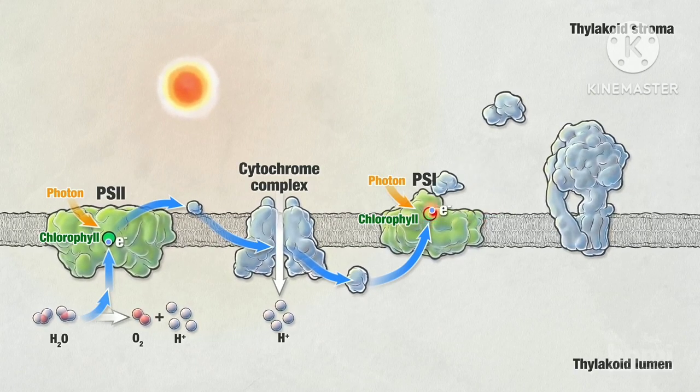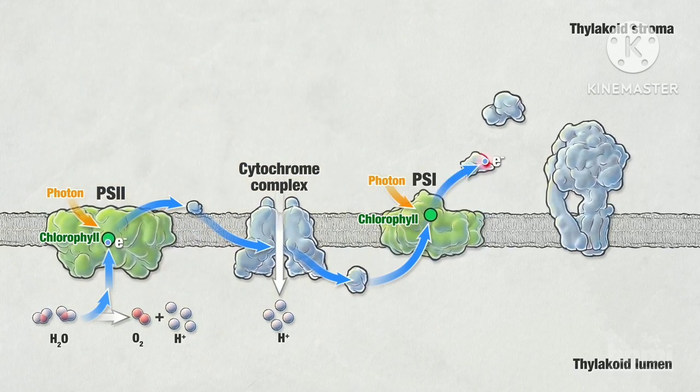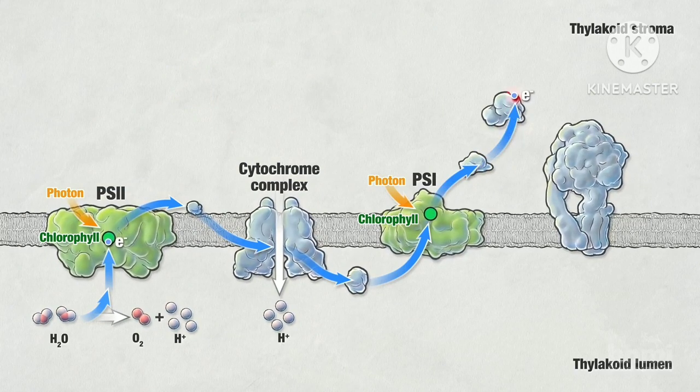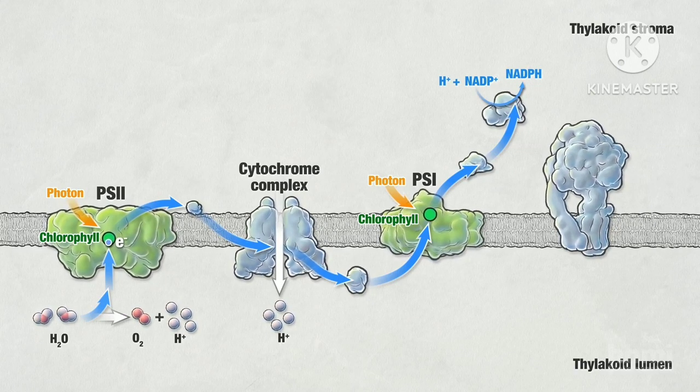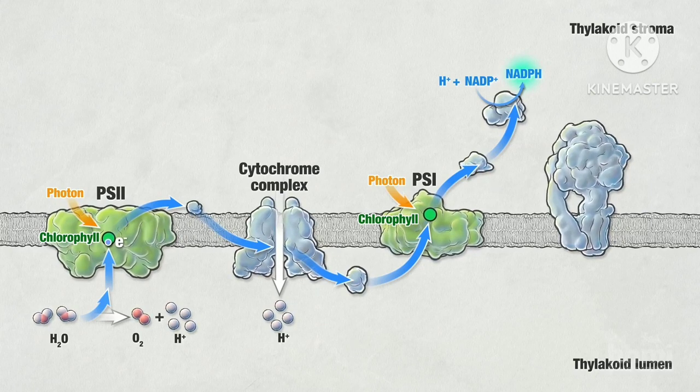The electrons are then passed to the third electron carrier. Finally, these electrons are either recycled or they interact with an enzyme and NADP+, the final electron acceptor of the light reactions, to form NADPH. Some of the energy from light is now stored in the reduced molecule NADPH.